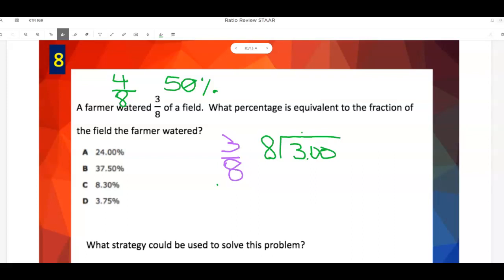So knowing that, just look at these percents. We've got 24, 37, 8, and 3. Which of those could I cross out because they're not anywhere near half? 8 and 3. I could get rid of those two. So I'm left with 24 or 37.5. It's the first one. Okay, how many times can 8 go into 30? 8 goes into 30 3 times. So I know that my answer is going to start with 3.